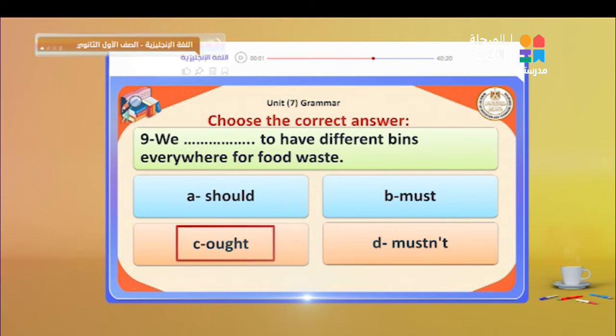Because here we have to in the sentence. We can't say you should to, but we can say you ought to. So the word ought takes to. We ought to have different bins everywhere for food waste.